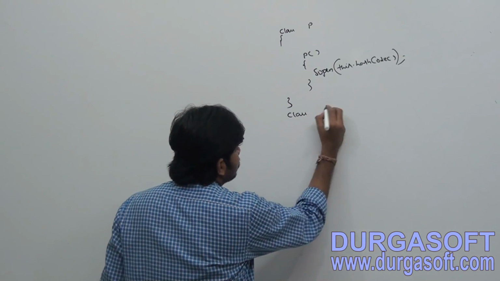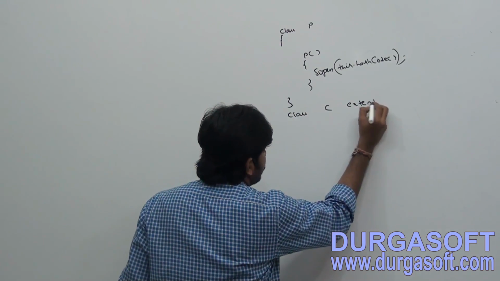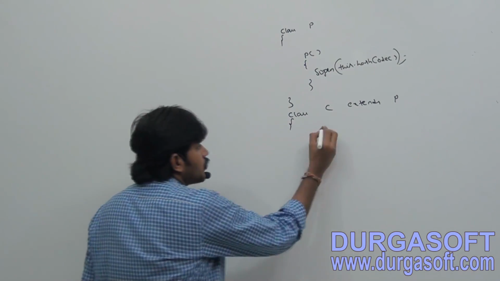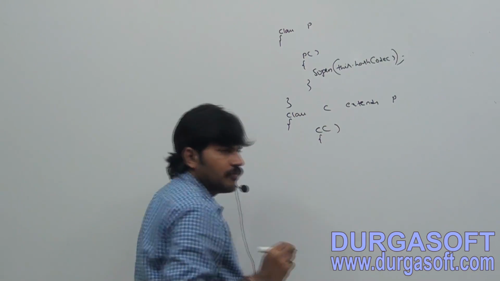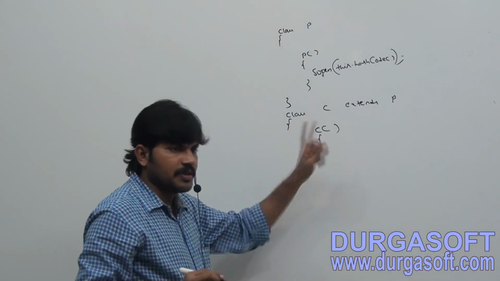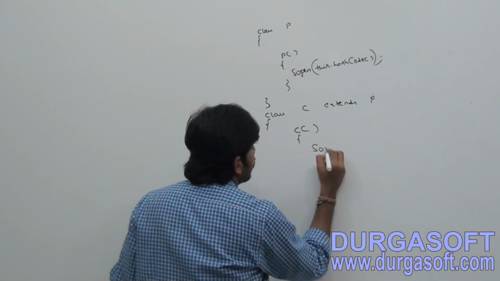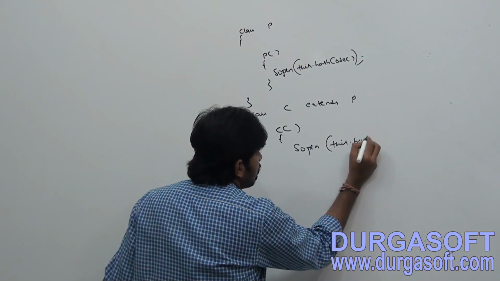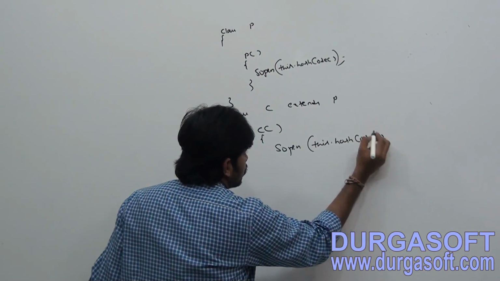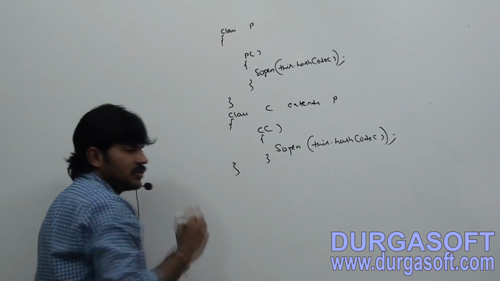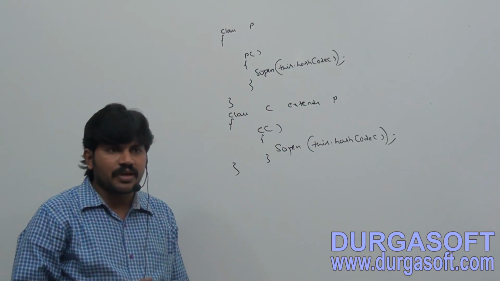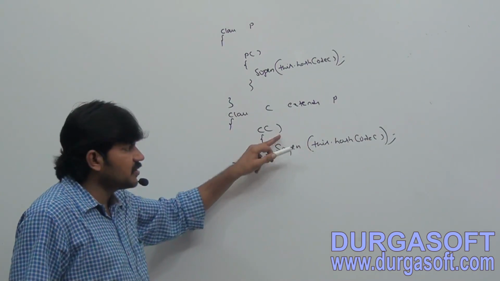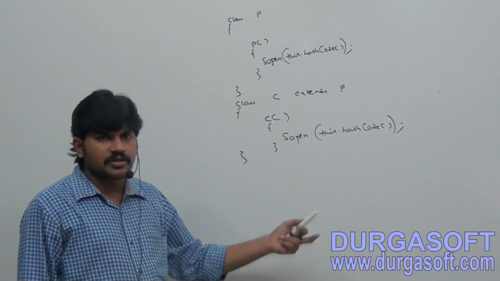Class C extends P. Within that also, C constructor, whether we are taking it or not, super will be there. System.out.println this.hashCode. This constructor got executed on which object? What is the current object? On which object is this called? So this.hashCode.